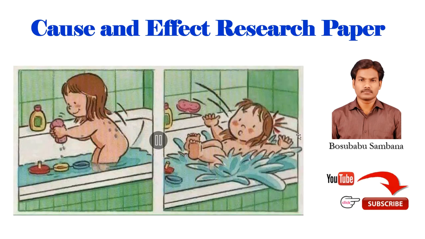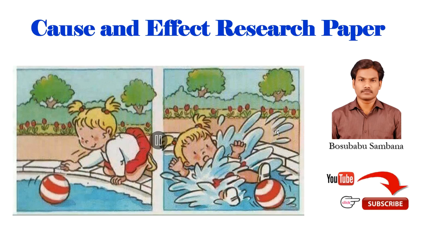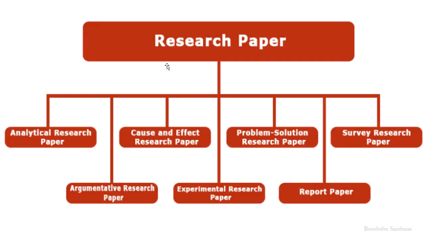This is the cause and this is the effect. Next, generally, research papers are categorized into 7 types: analytical research paper, cause and effect research paper, problem solving research paper, survey research paper, argumentative research paper, experimental research paper, and report research paper. Right now, we are discussing the cause and effect research paper.